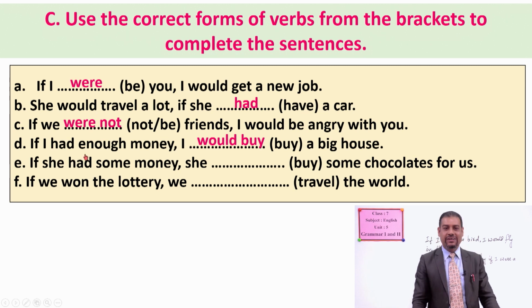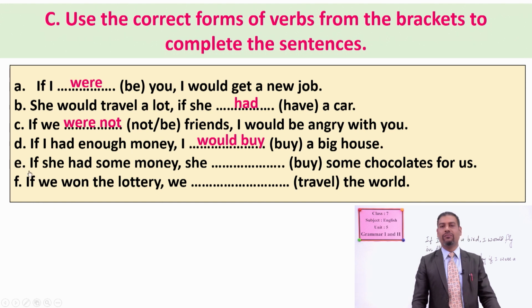Why, you know? Because we have here had. Okay, if I had, it is simple past. So if one side has simple past, on the other side we have to use would or could or should or might plus infinitive. But if it is bought, I bought, then we have to write would plus infinitive on this side.